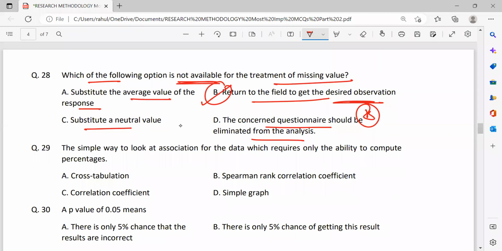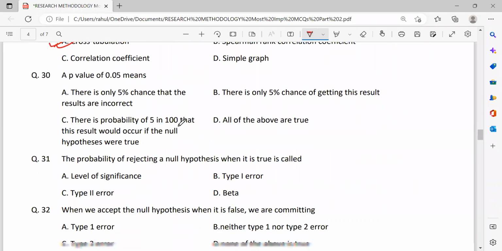Okay, question number 29. The simple way to look at association for data, which requires only the ability to compute percentages, is called cross tabulation. Question number 30. A p-value of 0.05 means what? There is a probability of 5 in 100 that this result would occur if the null hypothesis were true. This is the meaning of p-value. So option C is the correct answer.